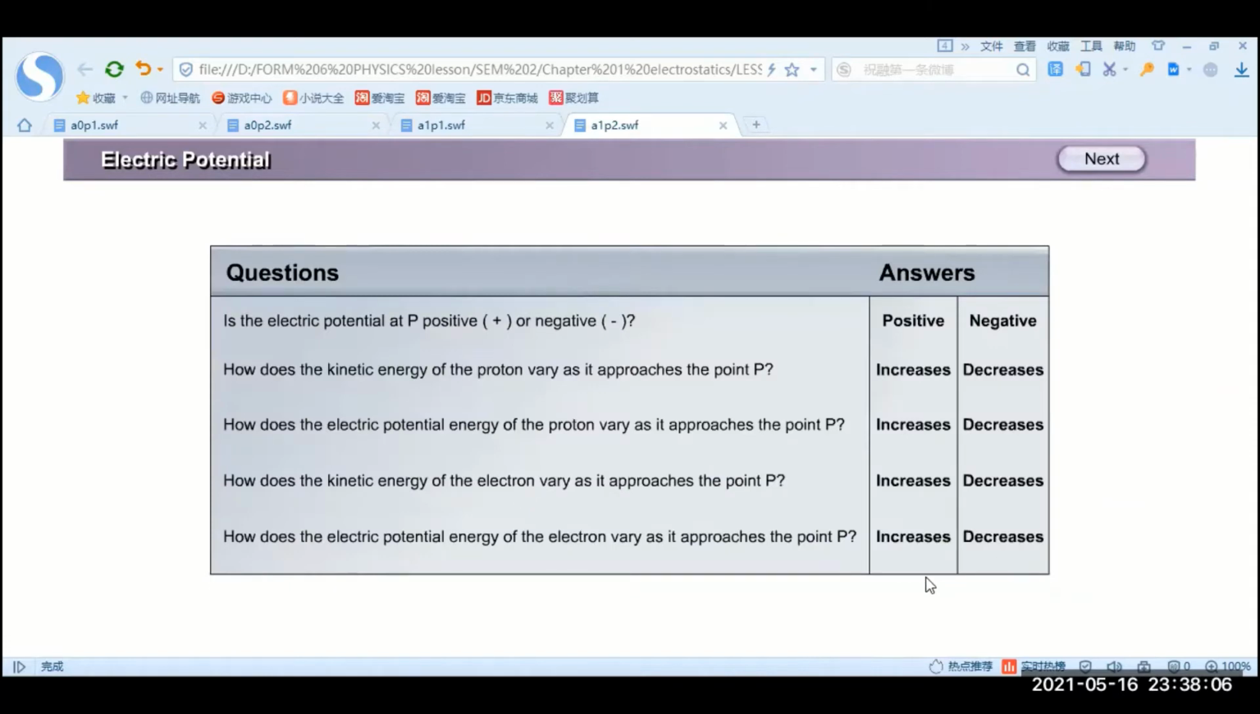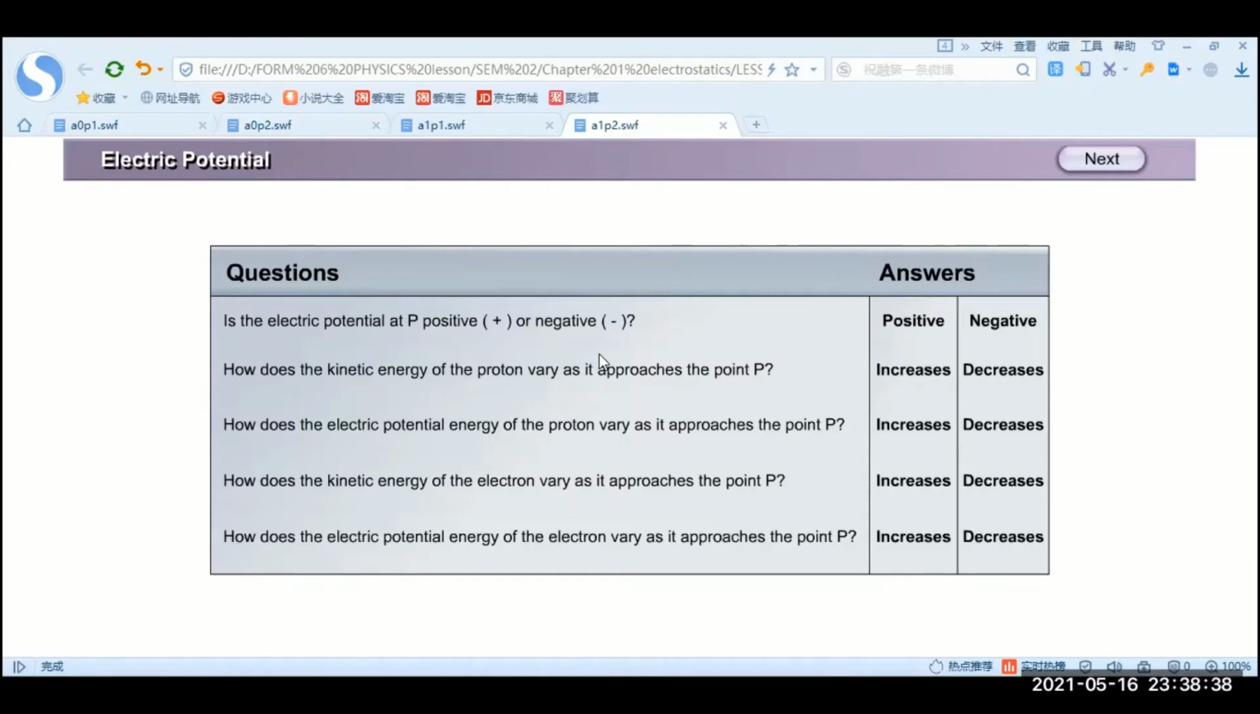So from here, the electric potential at, let's say, point P, is it positive or negative? Because the plate is a positive charge, the electric potential at point P is positive. And how does the kinetic energy of the proton vary as it approaches the point P?